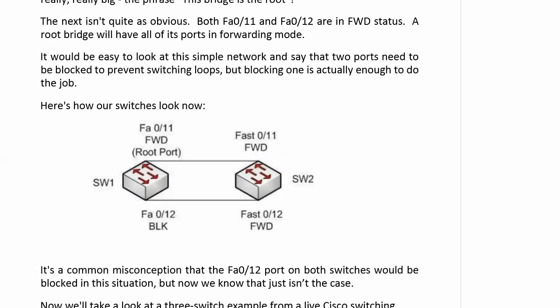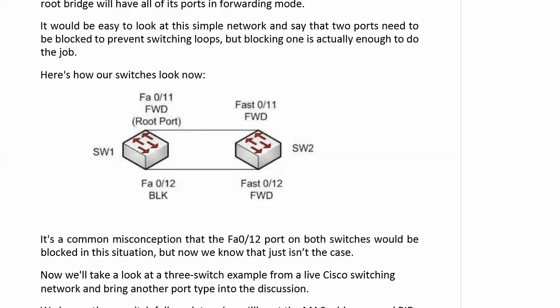So in the end here, we have 2 switches, two connections, 2 trunks, 4 ports involved, but only one of them gets put into blocking mode. Isn't that wild? You would think it was 2, but it's actually just 1. And that ends our 2-switch discussion, our 2-switch walkthrough.